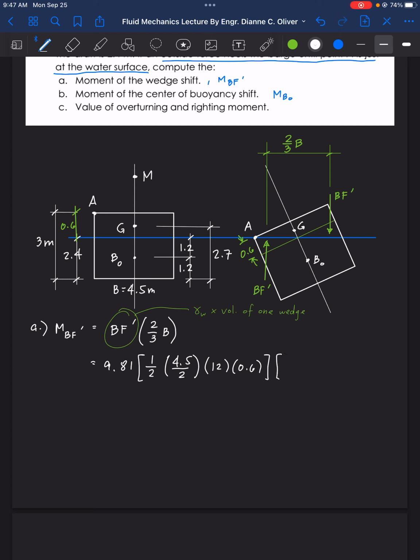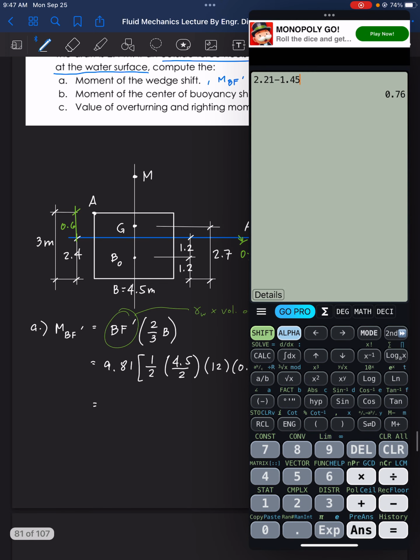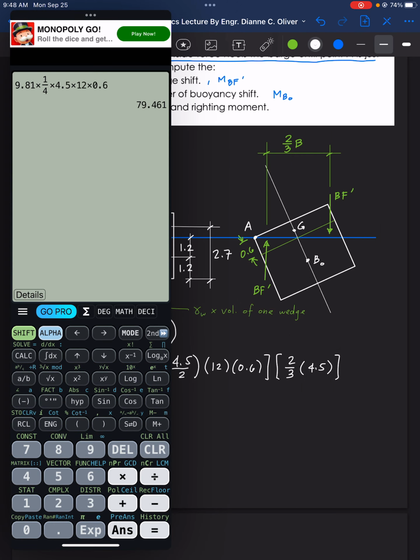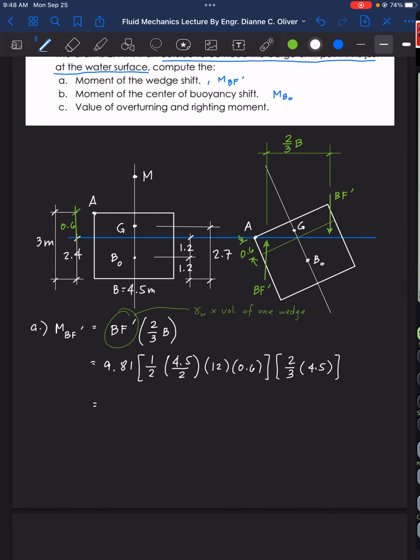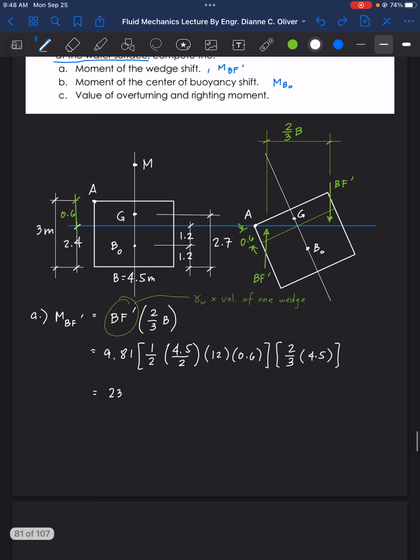And then the 2/3 of the base, being base 4.5. So what's the value of MBF prime now? 9.81 times 1/4 times 4.5 times 12 times 0.6 times 2/3 times 4.5. So 238.38 kilonewton meter. So that's the value for MBF prime.